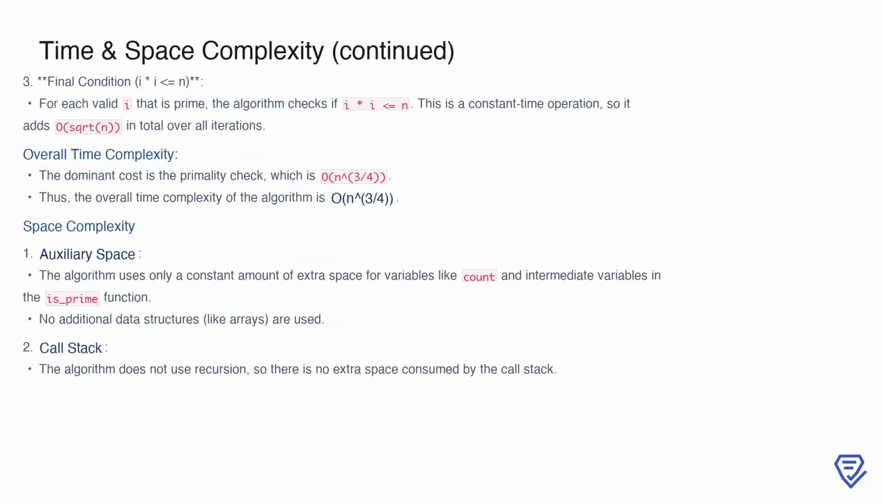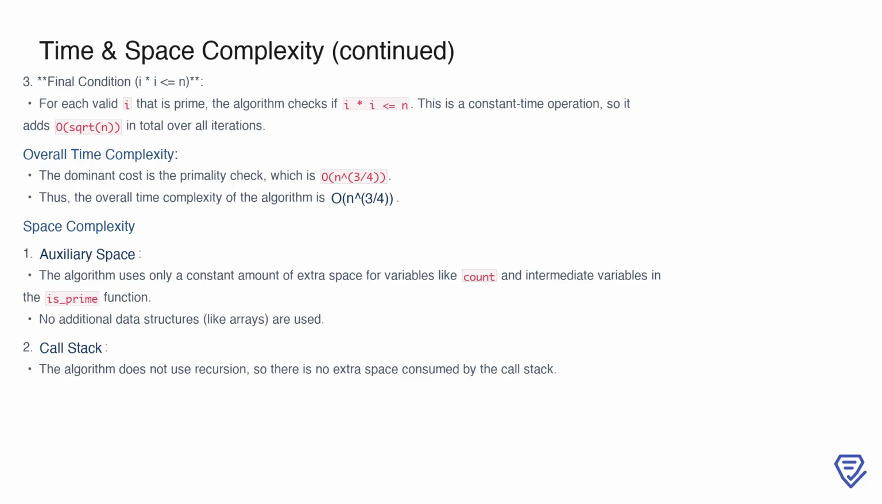Now, let's factor in the final condition, where the algorithm checks whether I squared is less than or equal to n. For every valid I that is a prime number, this check is performed. Since it's a simple comparison, it operates in constant time for each iteration. Over all iterations, this contributes an additional O(sqrt(n)) to the time complexity. When we combine all these steps, the dominant term is the cost of the primality checks, which is O(n^(3/4)). Hence, the overall time complexity of the algorithm is O(n^(3/4)).